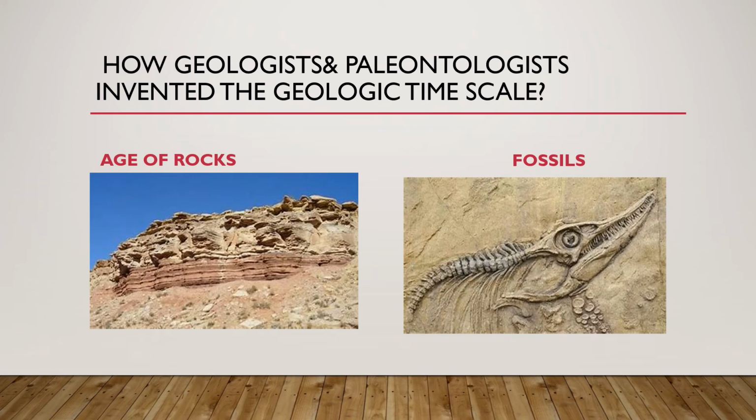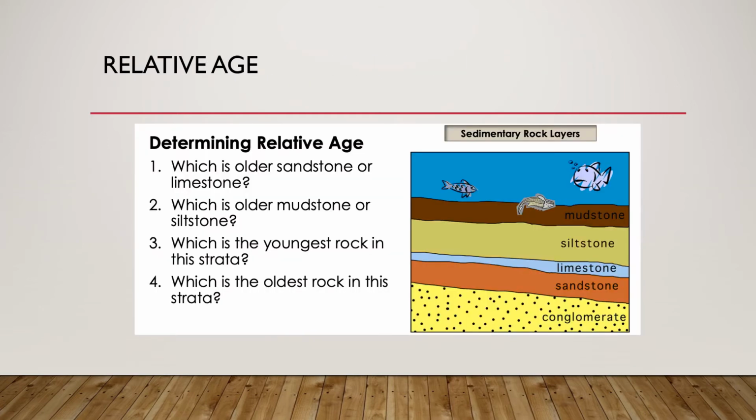How did geologists and paleontologists invent the geologic timescale? This is by examining the age of rocks and the age of fossils. One technique to determine the age of the Earth is through relative age. Okay? So, let's look at an example here. Determining the relative age. So, we have here a picture, and then there are questions here.